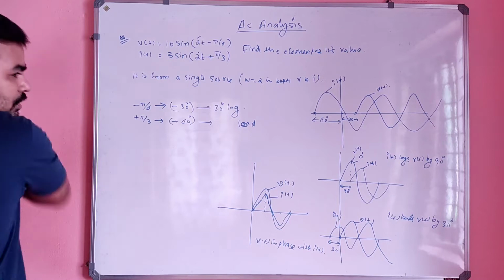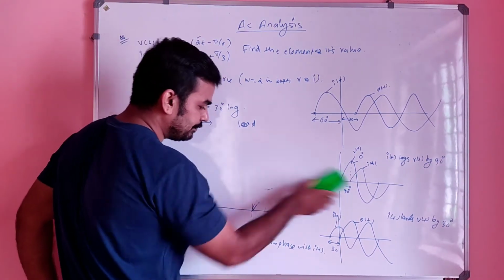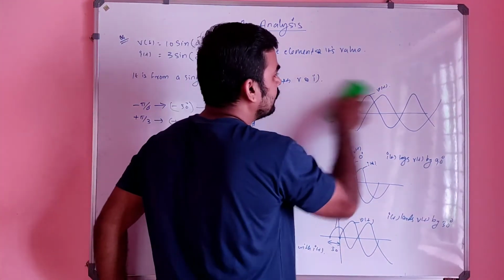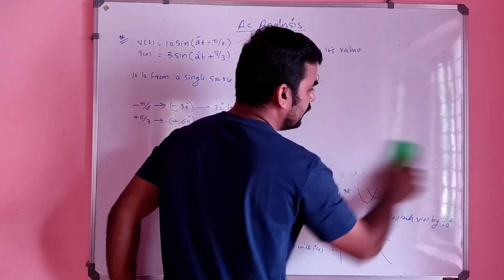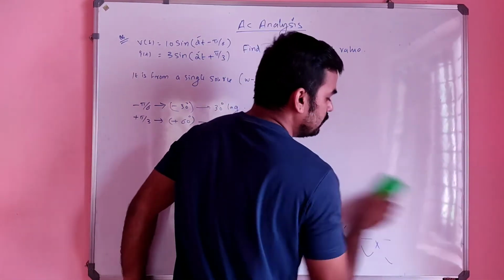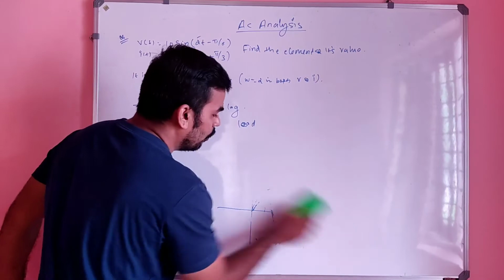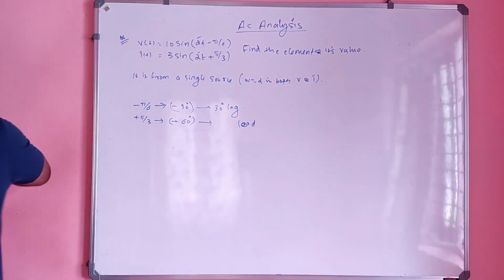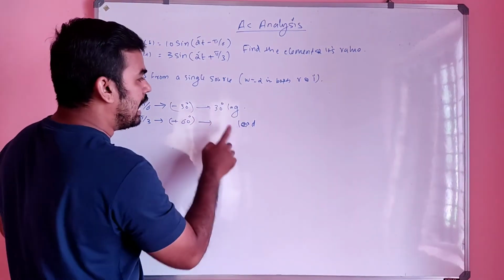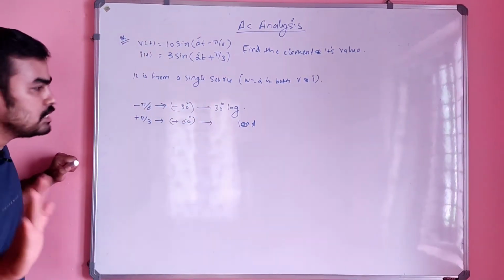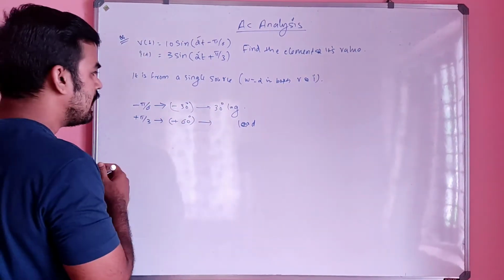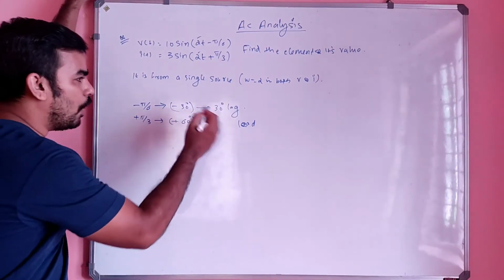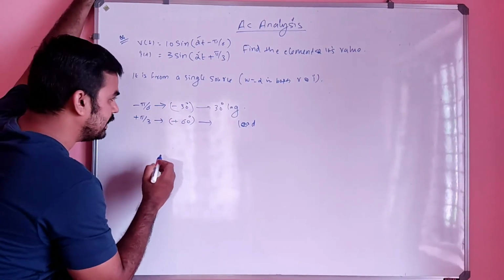Okay. So let's come to the point. So I think you got the idea, no? Lag, lead or in phase meaning. What it exactly means. So this is 30 degree lag and this is something degree lead. That is what we have to find. So there is a trick to find how much it is lead. I will tell you that.